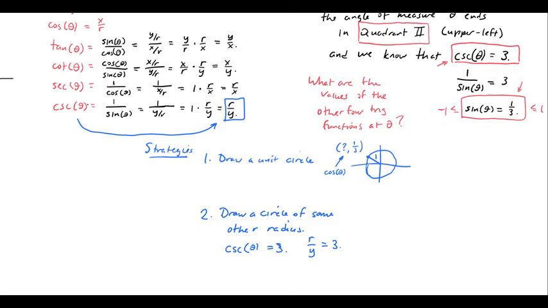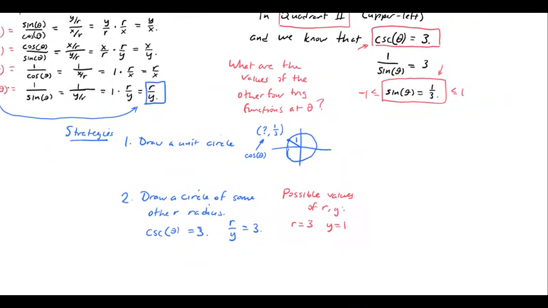But I'm going to pick values that are kind of easy to work with. So here is a possible value of r and y. Let's let r equal 3 and y equal 1. That is one possible choice, right? That would make r over y equal to 3. And now I'm going to draw a circle of radius 3 this time.